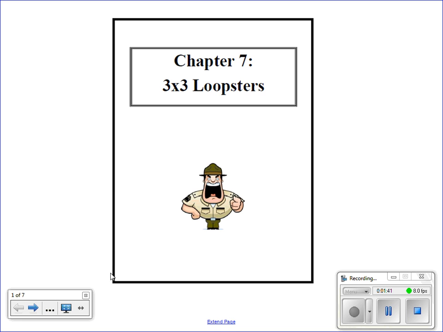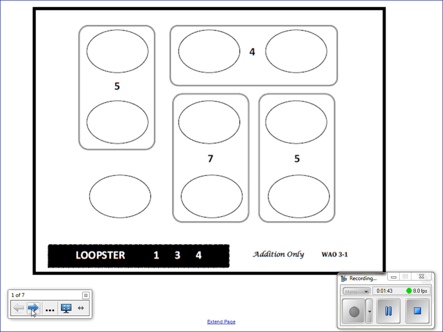Okay, so what I'm going to do is this. A basic Loopster puzzle looks like this. The easiest level is 3 sets of 3 circles. There's 9 circles, has the name down the bottom, and it says addition only. But a person needs to understand the logic first. So before I solve this Loopster puzzle, I'm going to go to a blank puzzle.